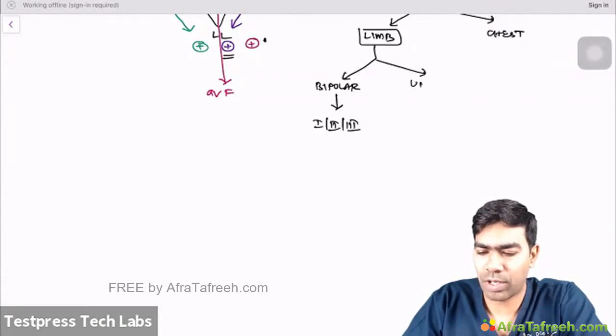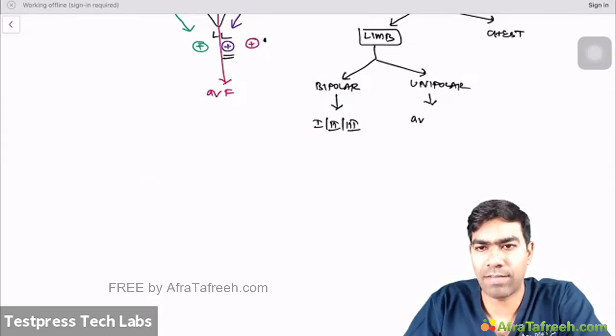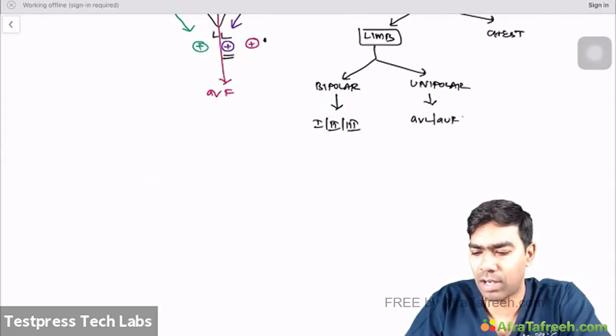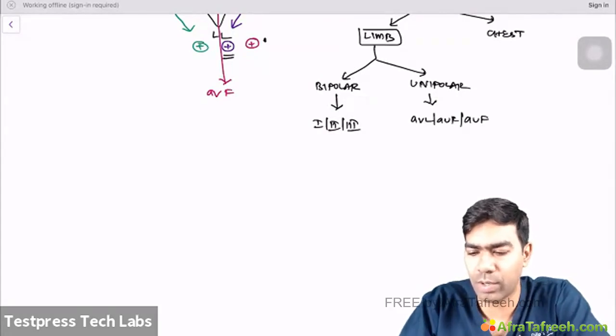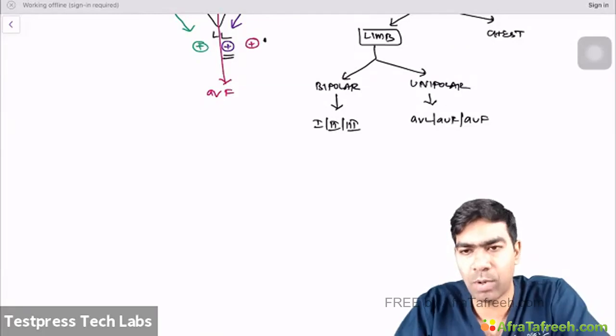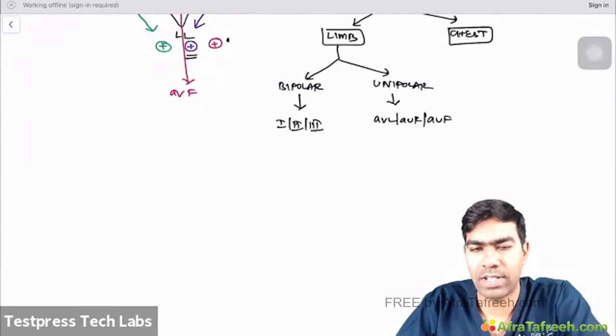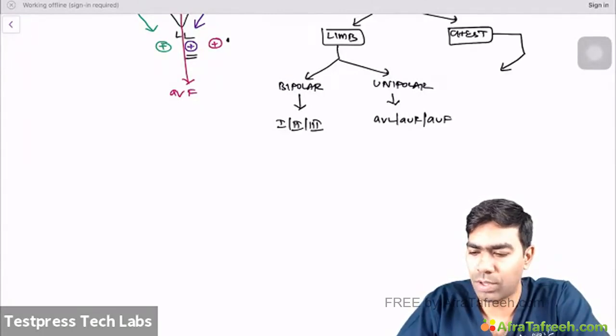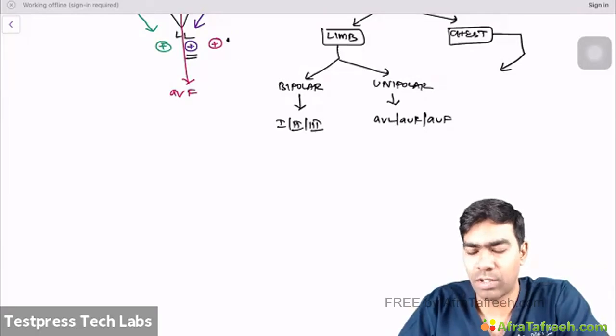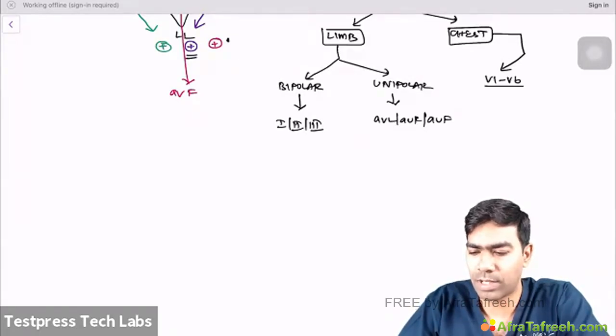And of course, you are going to have the unipolar leads, which are nothing but the augmented leads. You have AVL, AVR, and AVF. So these 3 are the unipolar leads. We know that. So, bipolar and unipolar leads. And of course, we do have the chest leads as well. As far as the chest leads are concerned, you're going to have different kinds of leads, V1 to V6, which we'll be discussing subsequently.